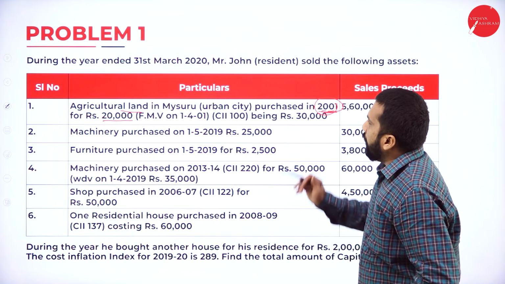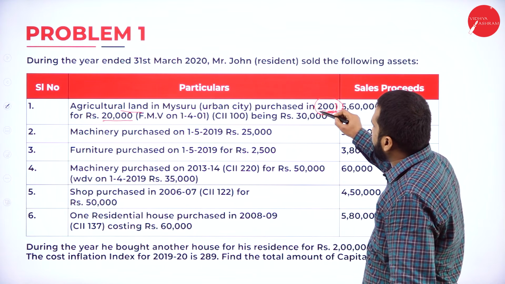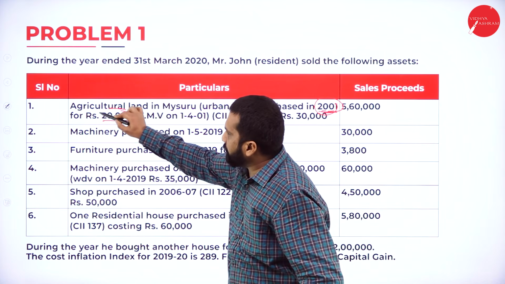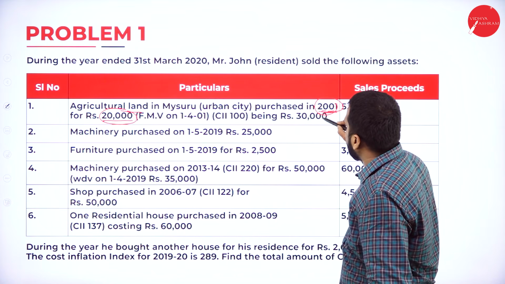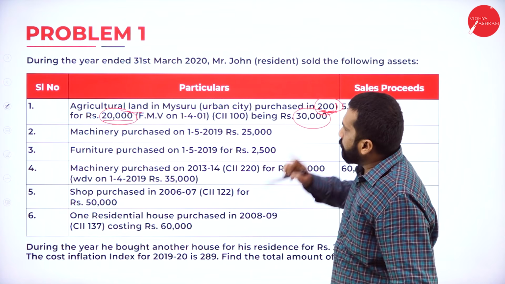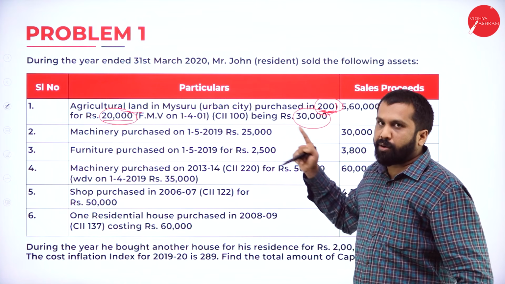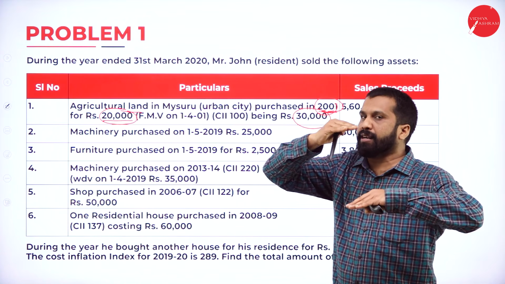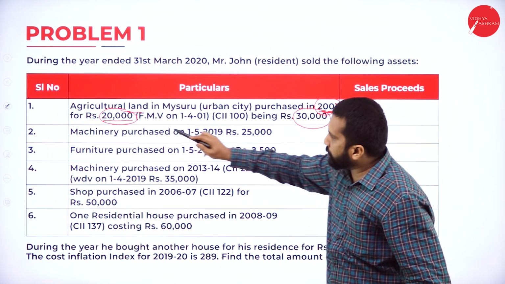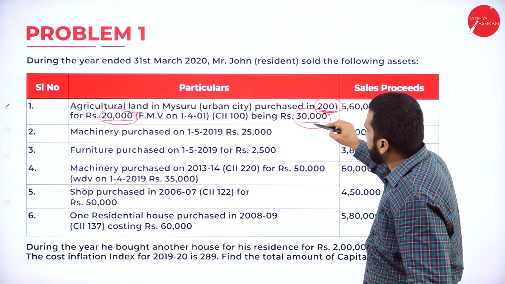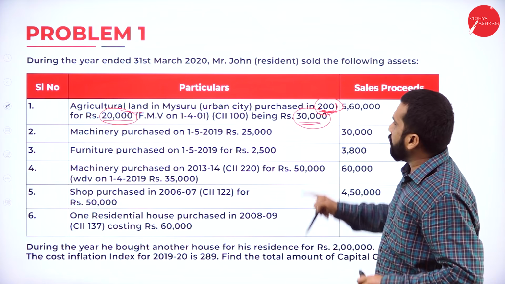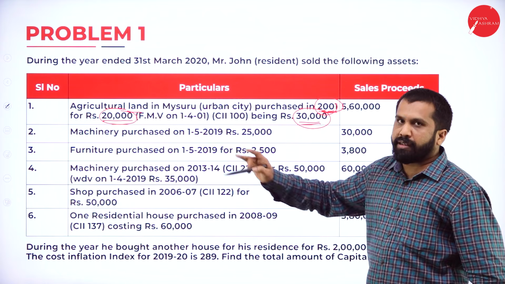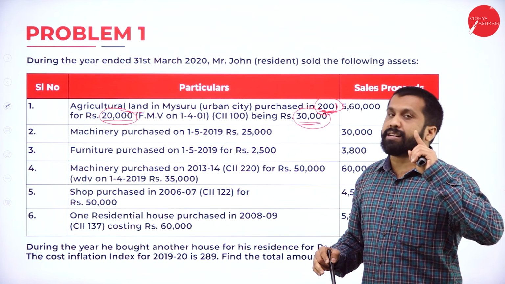Now, agricultural land purchased, for what price it is purchased? 20,000. But what is the fair value? 30,000. Will you consider 20,000 or 30,000? Always go for the greater one. Your purchase price, even though 20,000, we should consider 30,000. Hope you are clear. What is your purchase price now? Not 20,000. Your purchase price is 30,000.